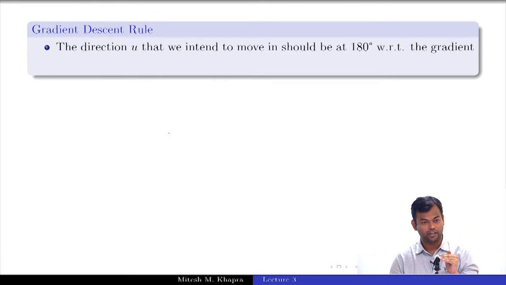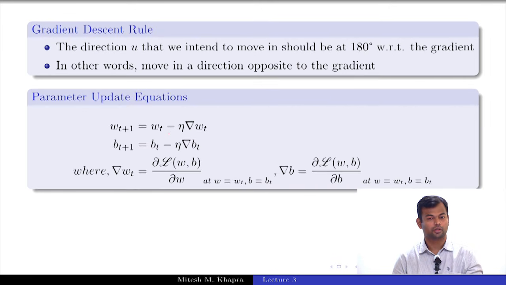You are at a particular value of theta. You want to move to a new value of theta such that your new loss is less than the current loss. What gradient descent tells you is move in a direction opposite to the gradient. Okay. So are you fine with this?